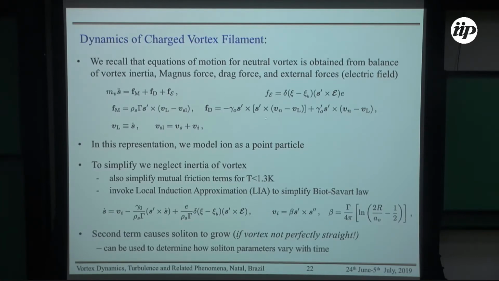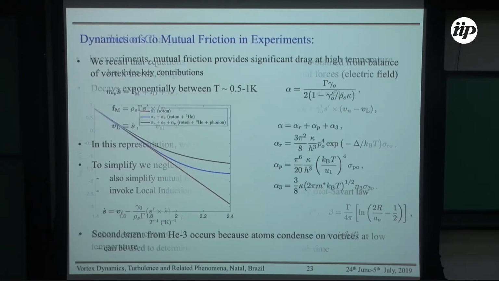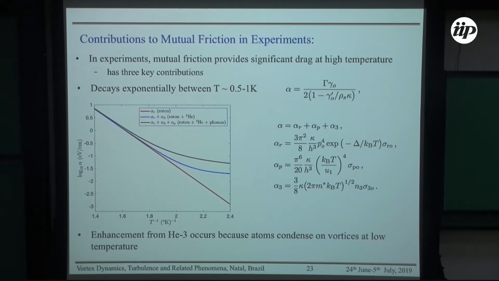So for simplicity, what we can do is assume that there's no background superfluid flow, there's no normal fluid component, and it turns out that for the temperature ranges we're interested in, the second mutual friction coefficient turns out to be negligible. And so when you introduce these simplifications, the equation of motion that we're interested in comes out to be this form here. So the Biot-Savart or local induction term, a drag term, and then a forcing term.